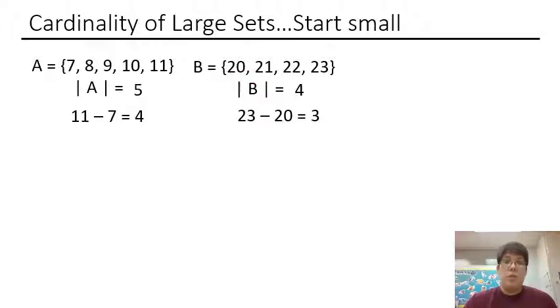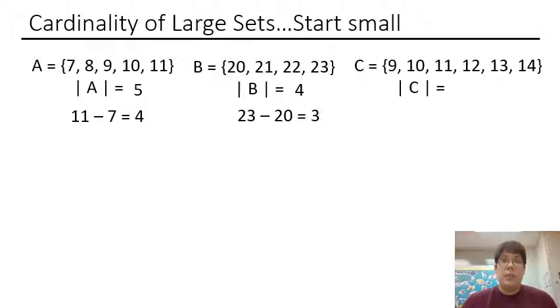And when we do that, we get 3. Okay, so then let's look at set C, which has the numbers 9 through 14 in it. You can count those up pretty quickly and see that that is the cardinality of 6. And again, if we subtract the first number in the element from the last number in the element, that operation there will give you 5.